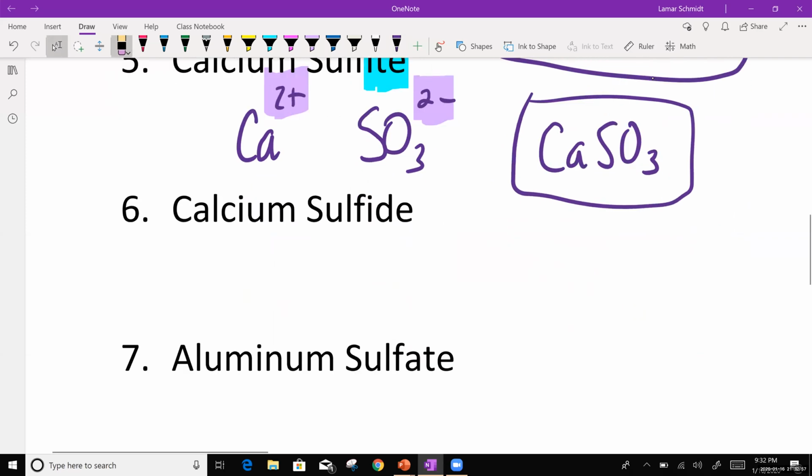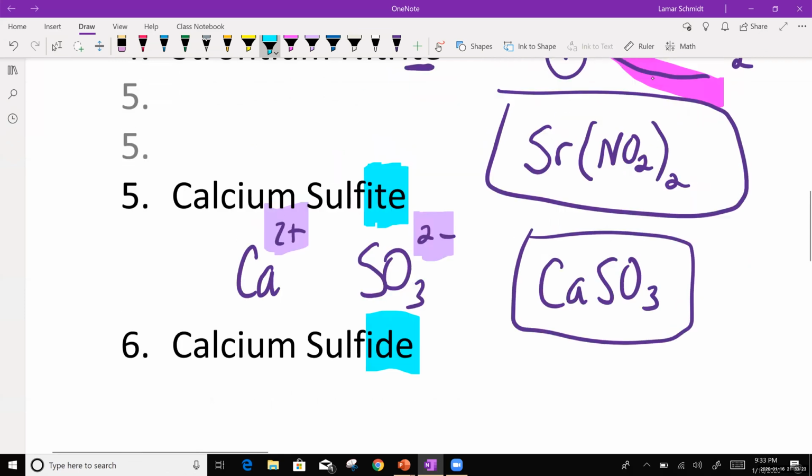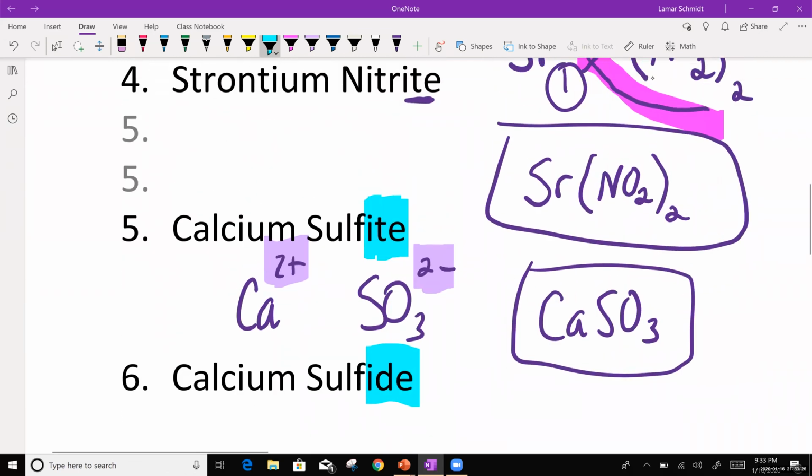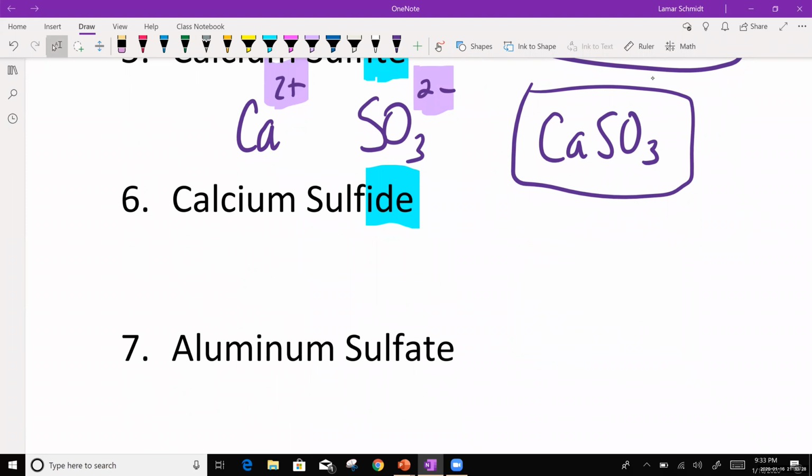And then we have, look at this, another something with sulfur. We have now sulfide. See the IDE. So when you see the IDE, that's a monatomic most of the time, except for hydroxide and cyanide. But here, when you look at sulfide, that's going to be sulfur as an ion.